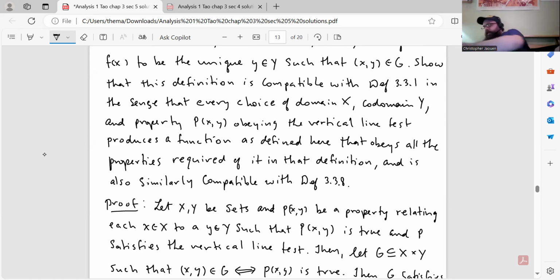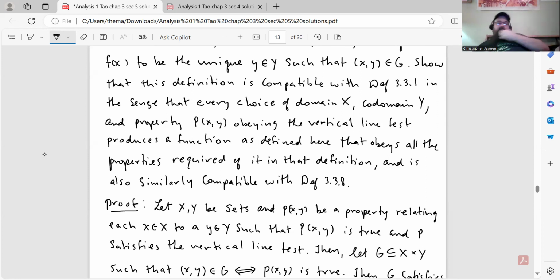Let's see. He says, note that this definition is not circular because the notion of a function was not used to define ordered triples or a Cartesian product of two sets. So that's the footnote that the star was referring to there.